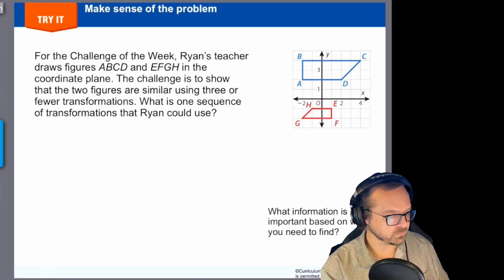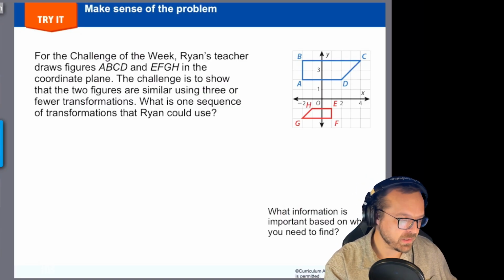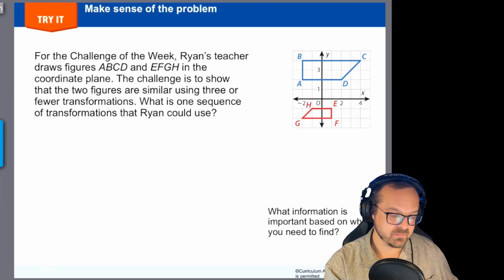So try it. For the challenge of the week, Ryan's teacher draws figures A, B, C, D, and E, F, G, H on a coordinate plane, as you can see here. That's that blue and red shape there. The challenge here is to show that the two figures are similar using 3 or fewer, so you can use 2 or 1 transformations. What is one sequence of transformations that Ryan could use?